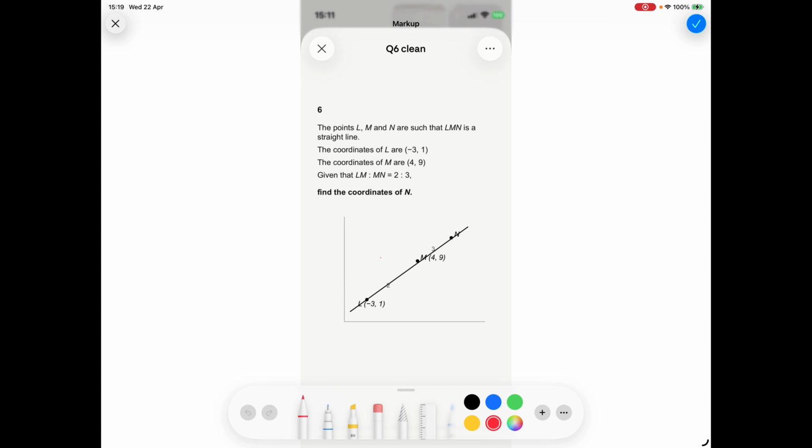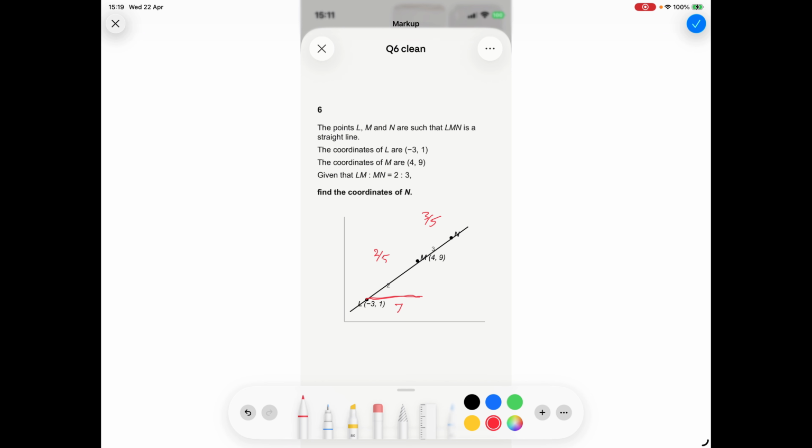LM is 2/5 and MN is 3/5. I have to say it doesn't look like that. Find the coordinates of N. So that means, let's look at the difference in X between L and M. So the difference in X is 7.